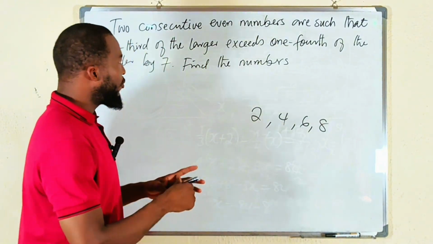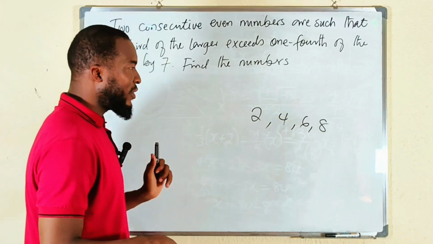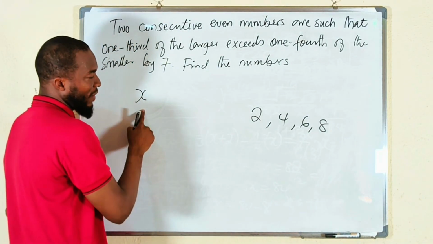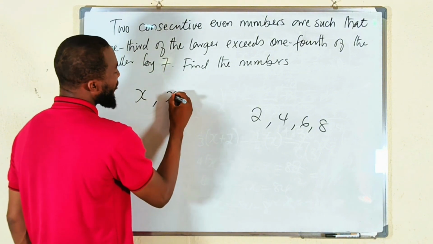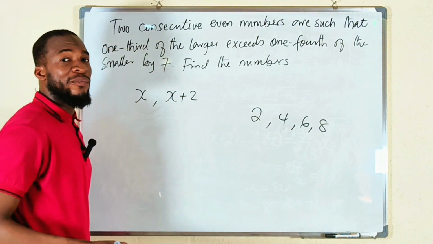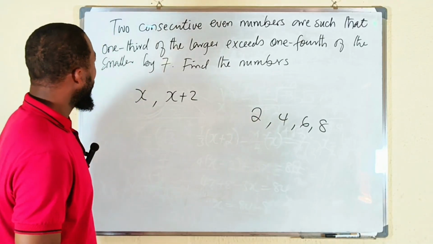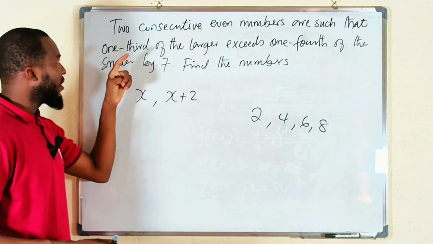So one thing I would like you to do, since you don't know the numbers, is declare them with a variable. If I declare the first one as x, the second one should be x plus 2, because they always have a difference of 2. Can you see that? Difference of 2, difference of 2. So you come back to the main question.